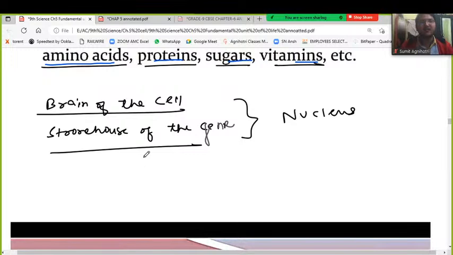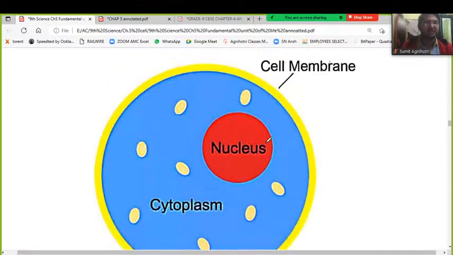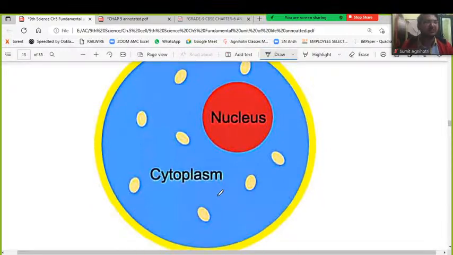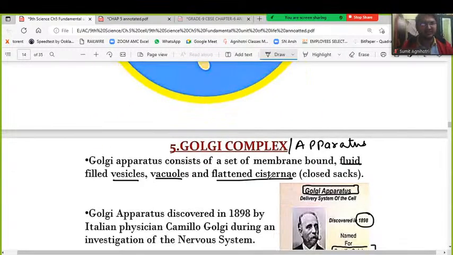Then we have this basic structure: cell membrane, nucleus. Here we have cytoplasm between the cell membrane and nuclear membrane. You can observe it from this diagram.